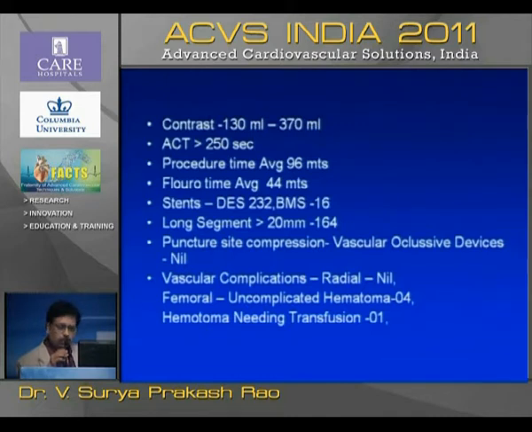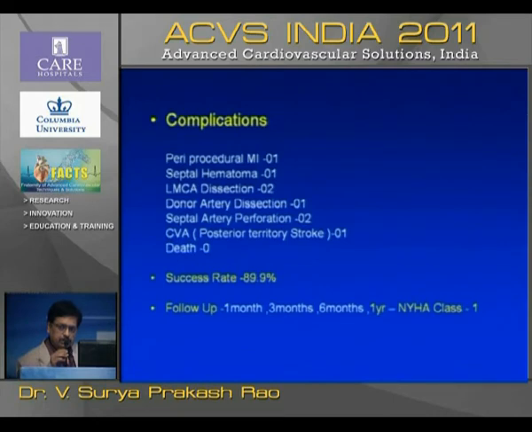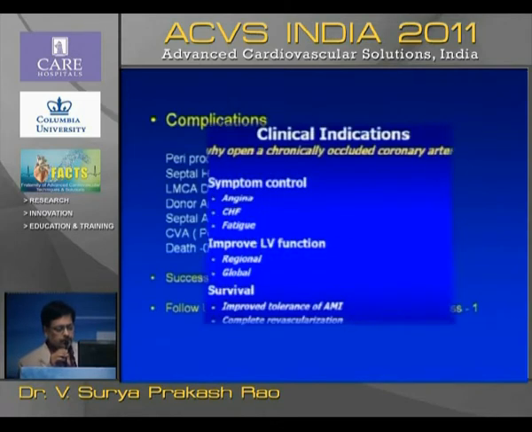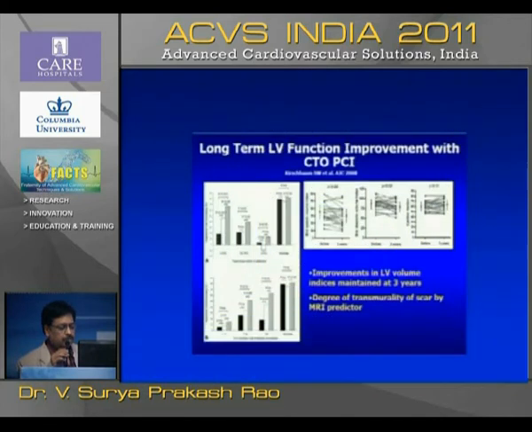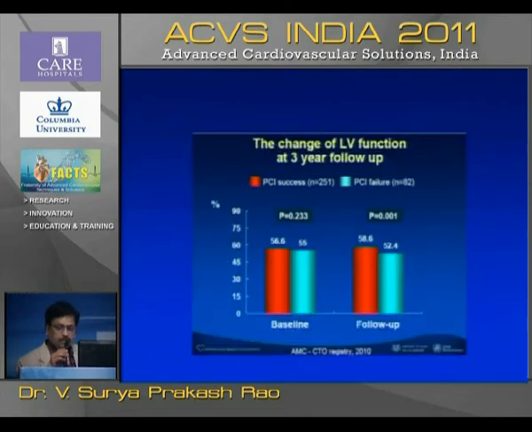We had 2 left main coronary dissections during the procedure and 1 donor artery dissection. We have never lost any patient, but we had a couple of complications which can be managed with prior planning. Our success rate is around 89.5%. As you see, symptom control is important, improving LV function is important, and survival is definitely improved after CTO interventions. There are certain slides which show long-term survival and LV function at 3 years follow-up from baseline, in cases where success is there versus failure is there, with a significant difference, p-value significant.